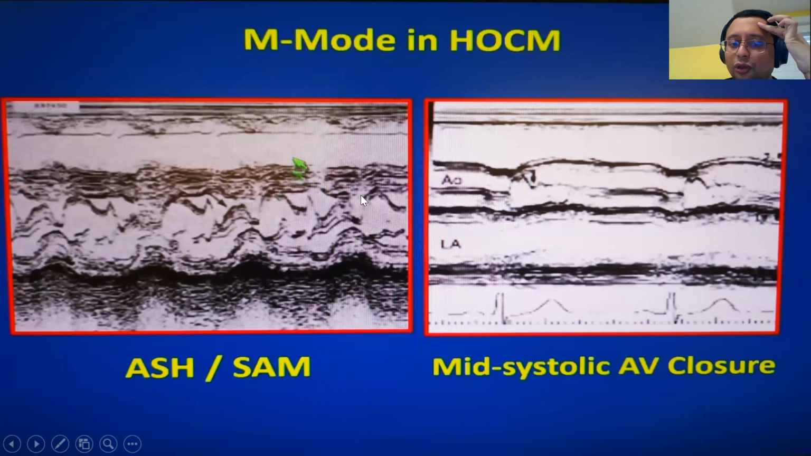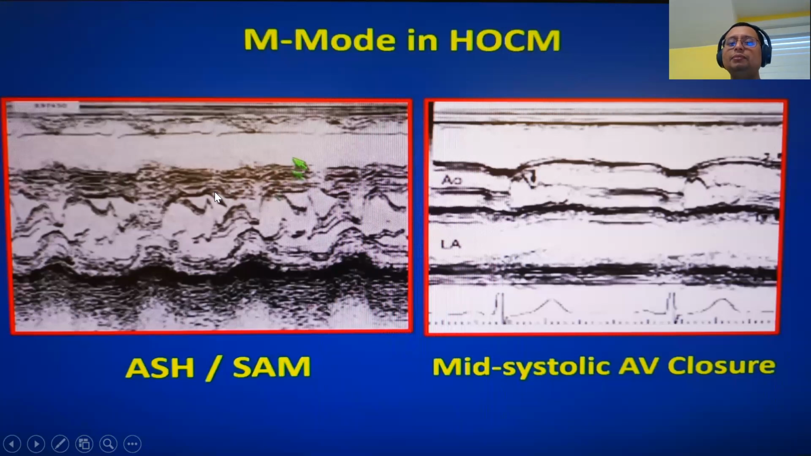This is the left ventricular outflow tract, so you have dynamic left ventricular outflow tract obstruction because of SAM, shown in the M mode here. One of the very important things is the length of time it touches the interventricular septum. The longer it touches the interventricular septum, the more severe your outflow tract obstruction. So you have to recognize that this is a possible appearance of HOCM with SAM.